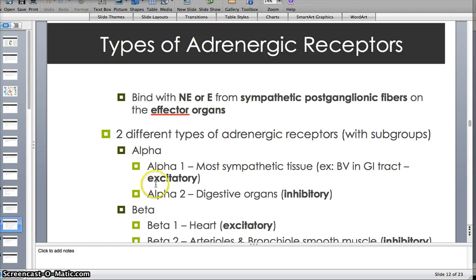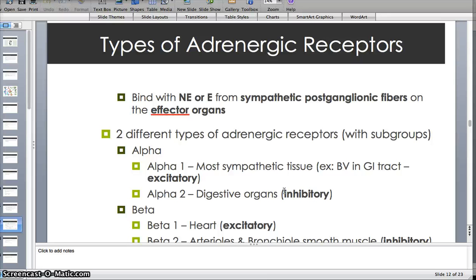Alpha-2s are inhibitory, and what they're inhibiting is our digestive organs. So it's going to slow down peristalsis, or that circular movement of the digestive system, the stomach, intestines, and so forth. So it's going to slow down our digestion. You've probably seen this come into play if you've ever tried to go for a run right after eating, it usually doesn't go over so well.